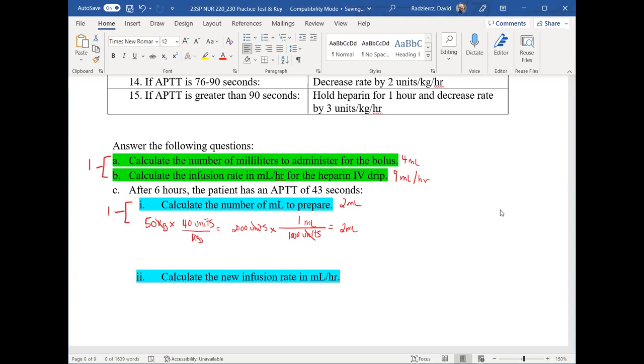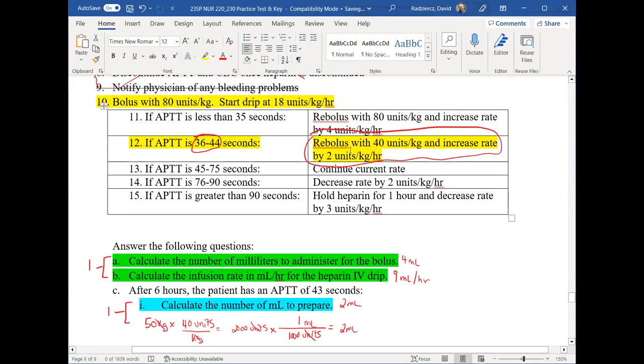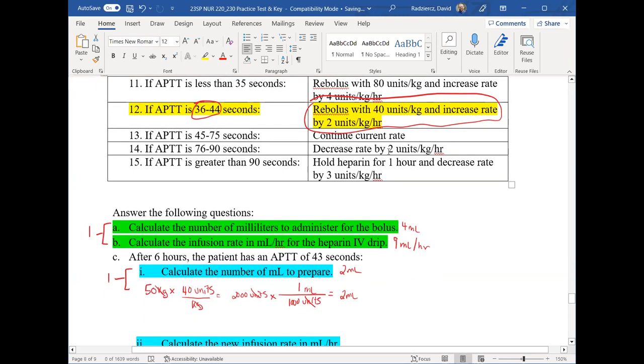Then it says to calculate the new infusion rate. I think most students are fine with the bolus. It's the infusion rate that can sometimes be challenging. One of the things that is challenging too is knowing what to do with this 2 units per kilogram per hour. We're not going to calculate 9 milliliters per hour, then do something with the 2 units per kilogram per hour. We're just going to come back to the beginning of the problem.